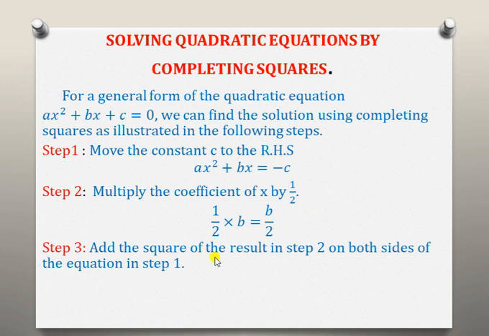Let's look at step number 3. Add the square of the result in step 2. Now this is our result in step 2. You square this value, then you add it on both sides of the equation in step 1, this equation here. So after getting b out of 2, square the whole of it, then you add it on both sides of this equation. And that is simply what we have done here.